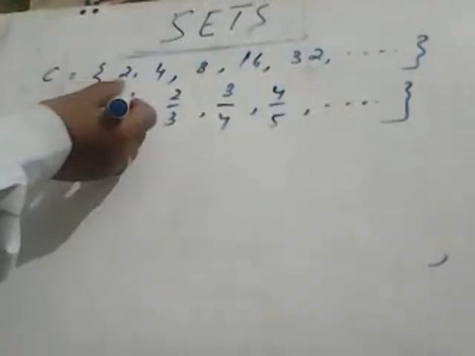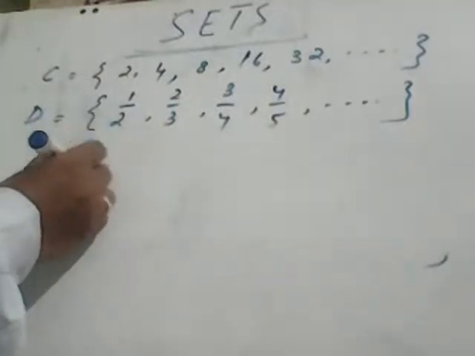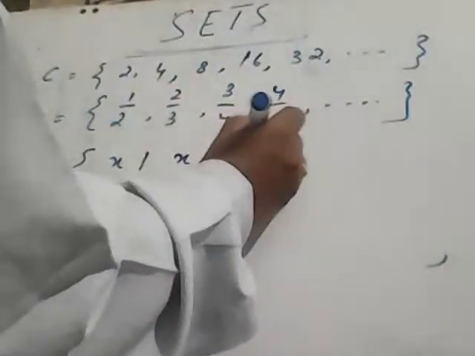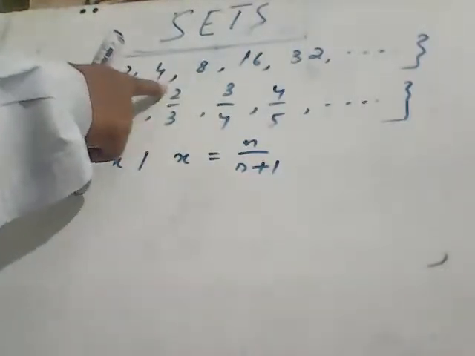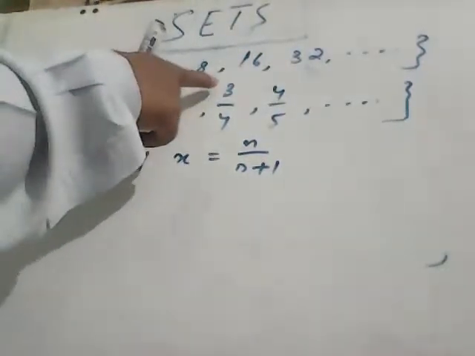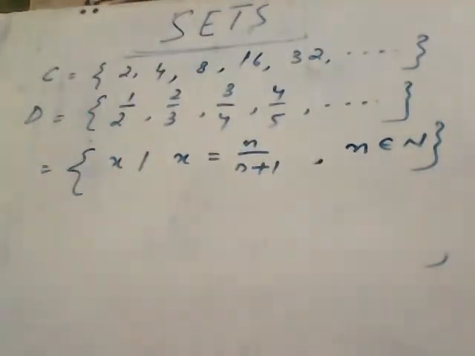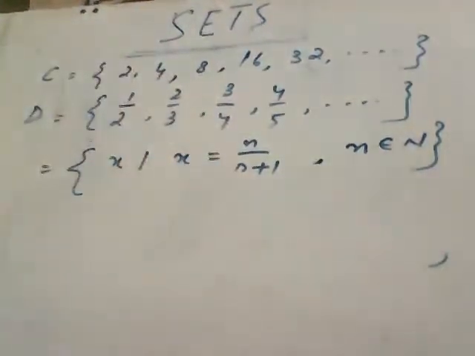Set D, it is 1 by 2, 2 by 3, 3 by 4, 4 by 5 and so on. You can write X such that X equal to n by n plus 1. If you take n, it is n plus 1; if n is 3, you will get this. N belongs to N, n is any natural number. X such that X equal to n by n plus 1, n belongs to N. It is one of your book examples. This set D is from your book.